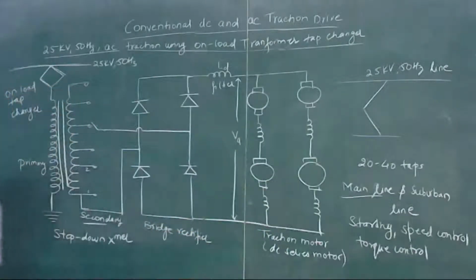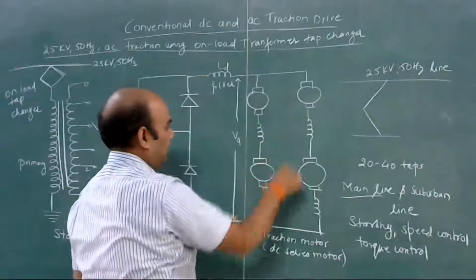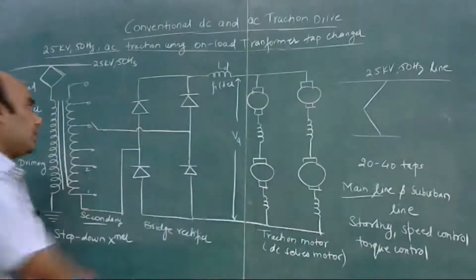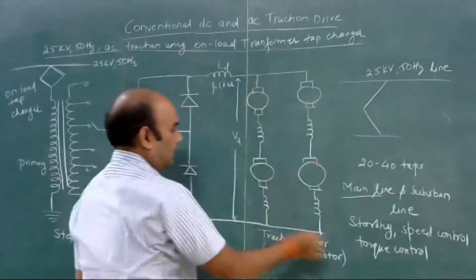Okay, and this armature voltage is applied to the combination of these four DC series motors. So why have we connected these four motors in this arrangement? There are two series DC motors connected in series and then connected in parallel.